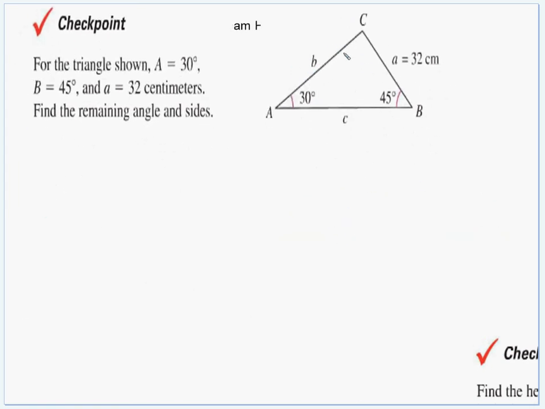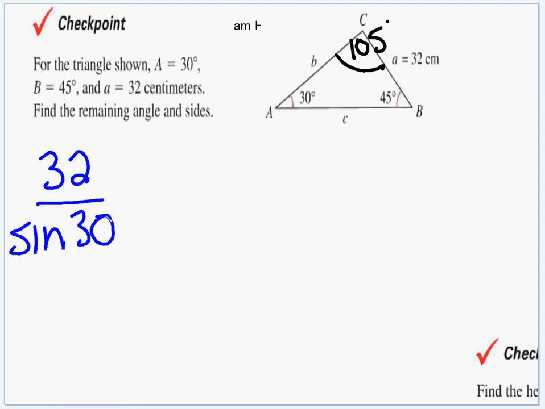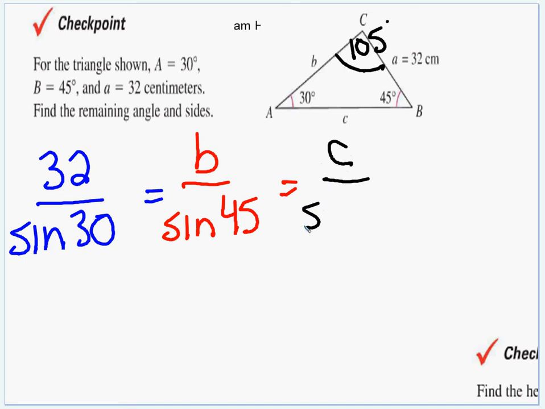All right, so here in this first one, we are missing angle C. If we do 180 minus 30 minus 45, that leaves 105 degrees up here. So angle C is 105. And this, we're solving everything. So let's set up our proportion. Side A over the sine of angle A is equal to side B over the sine of angle B. And that is exactly equal to C over the sine of 105.